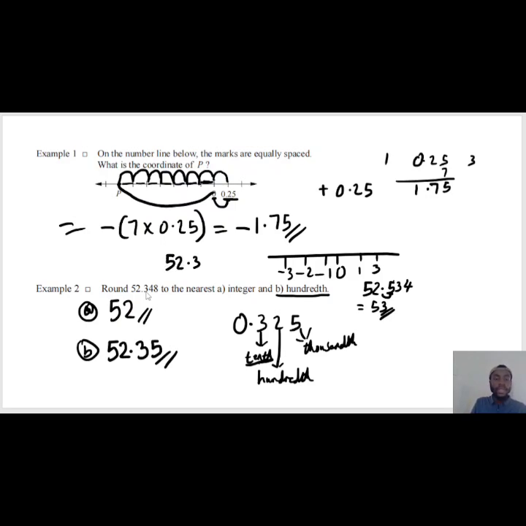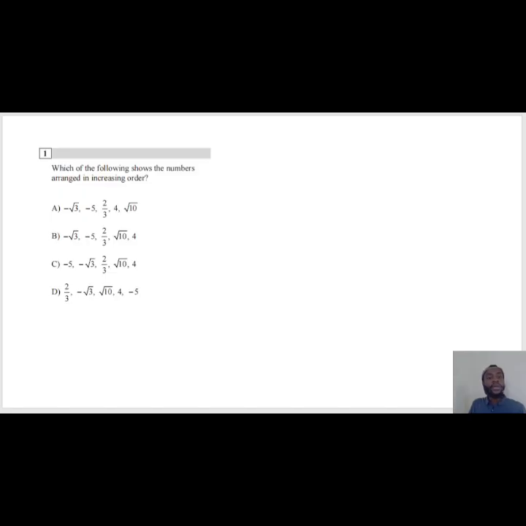52.3. If the next number after that 3 were to be 5, for instance, it would have been what? 52.4. Alright, so our answers are 52.4 and 52.35. Now let's continue. Now look at this question.